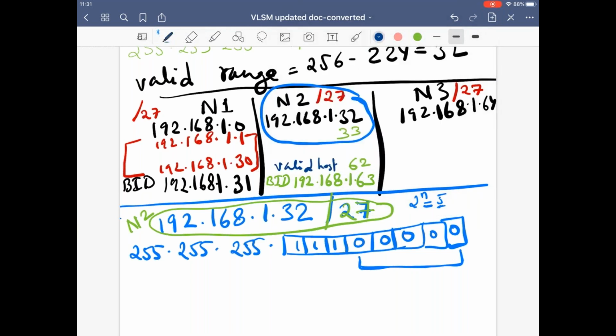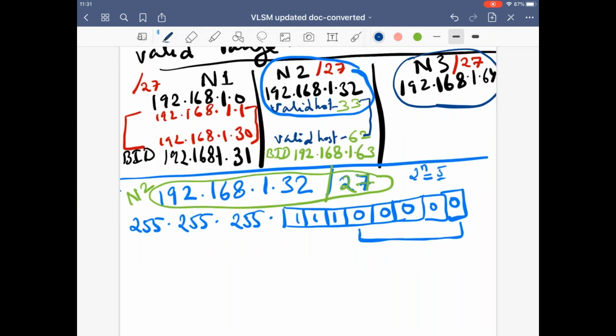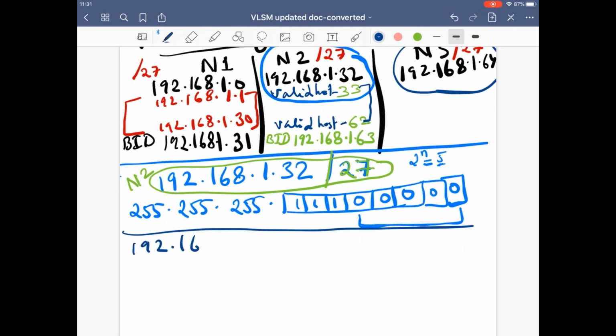As I previously told you, in VLSM the slash value or subnet mask may or may not be similar. It may be similar sometimes or it may not be. Now we will use the third network. The third network is 192.168.1.64/27.